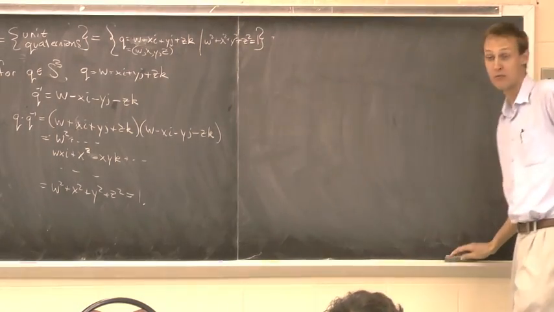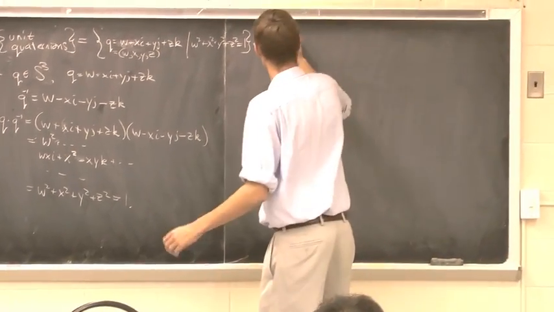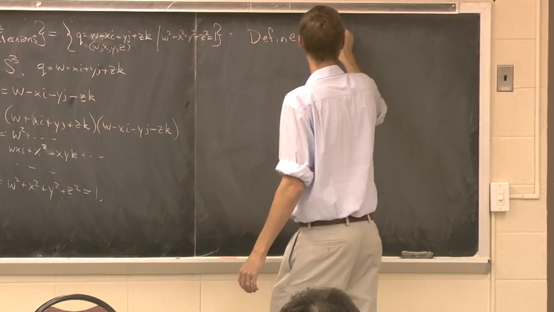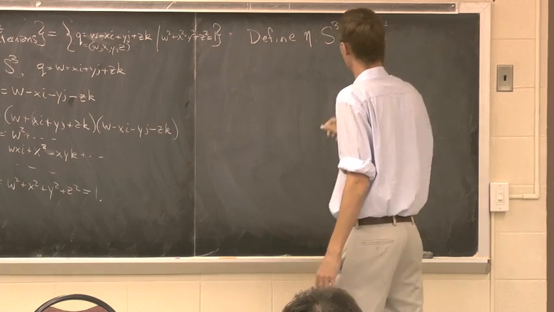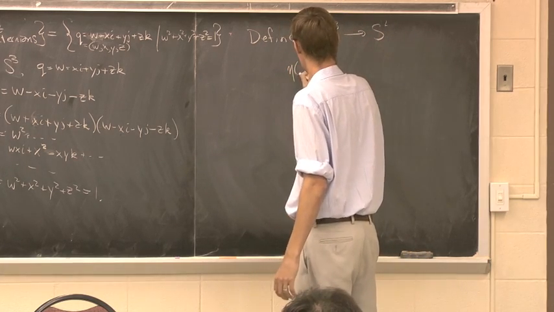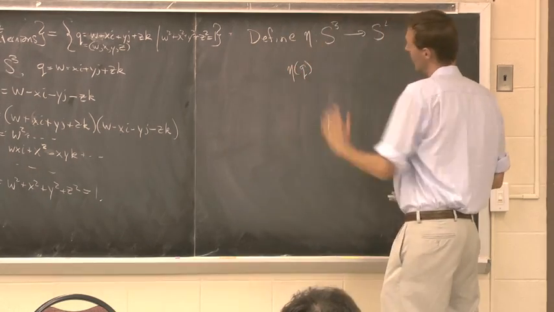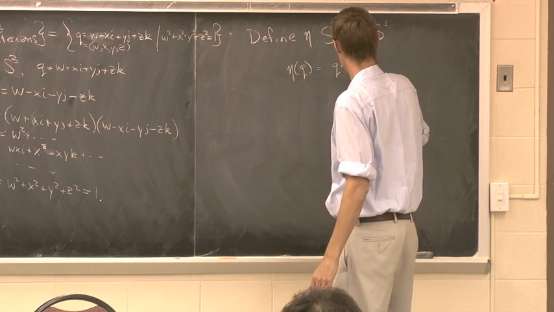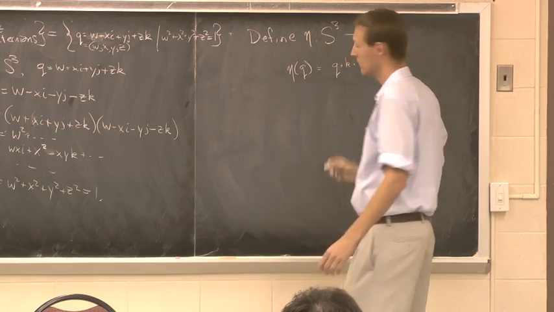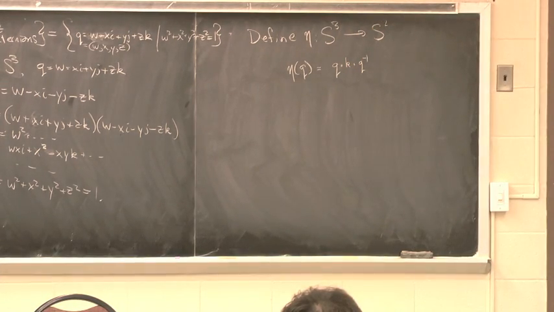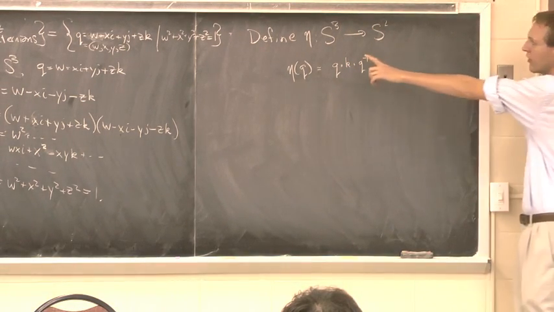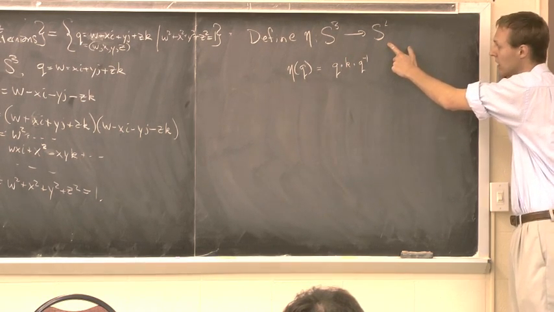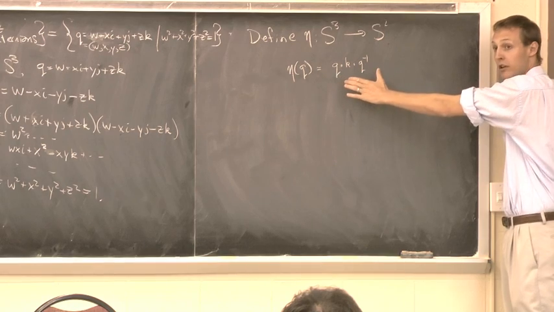Now I'm ready to tell you what the Hopf map is. I'll define a function, eta, from S3 to S2, and it's as follows. For q a unit quaternion, I'll just multiply q times k times q inverse. That's it. A priori, it's not clear at all that this lands in the 2-sphere, let alone in R3. This just looks like some other quaternion.